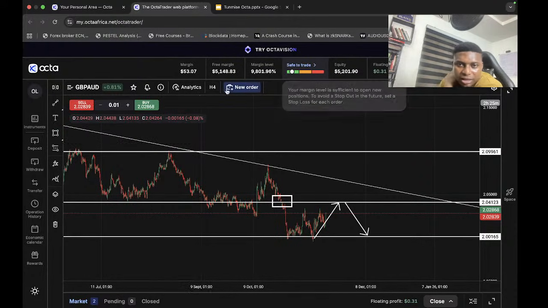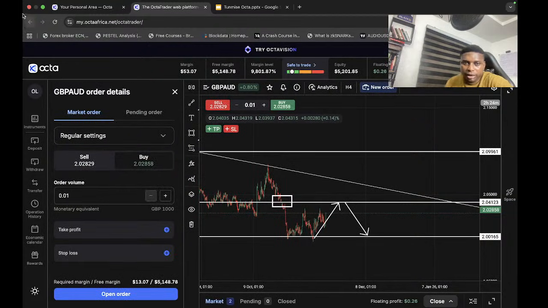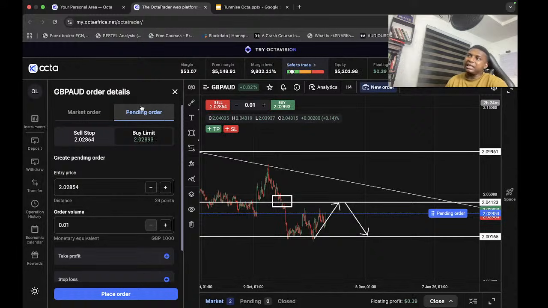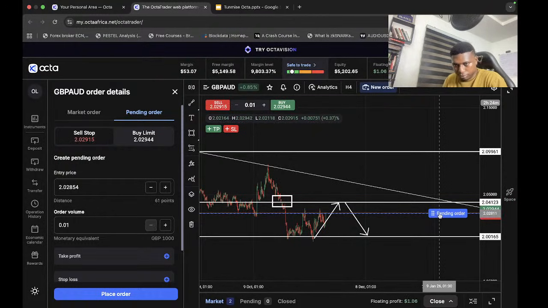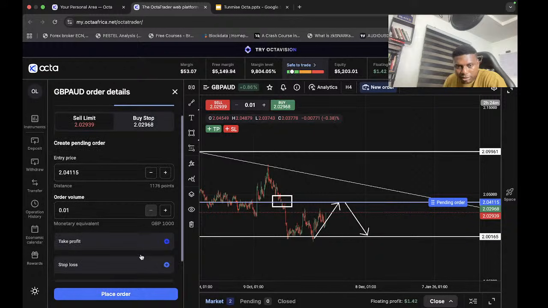Now you come here, you can see on our platform, we have what we call new order. So I come to new order. It has given me options: market order, where I sell at the immediate market price, or pending order, where I sell at my preferred price. Okay. And I said, okay, I want to set a sell stop. So I take my direction here, and set the sell stop.